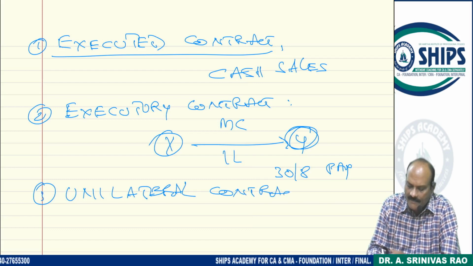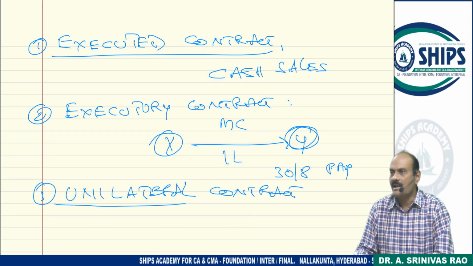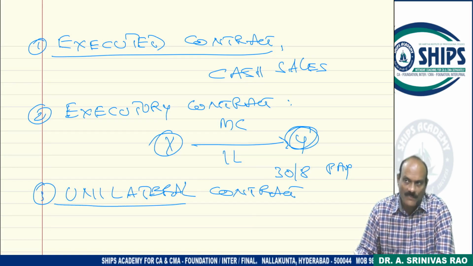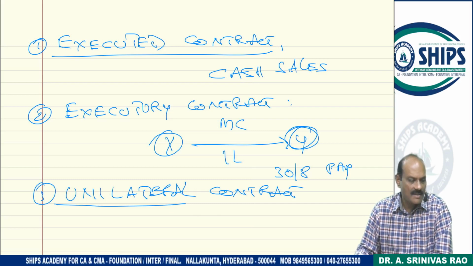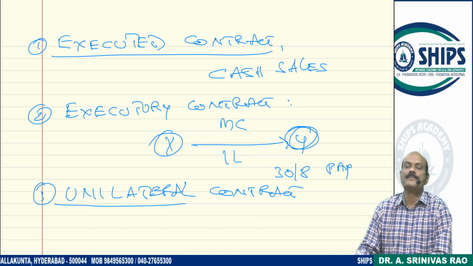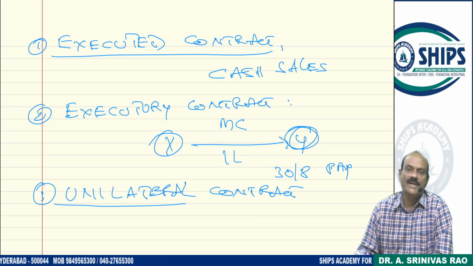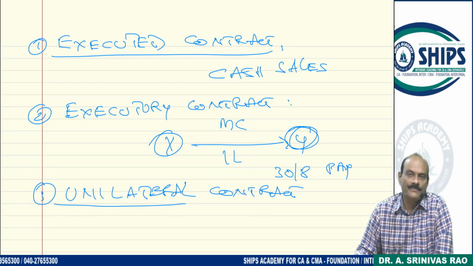Unilateral contract. What is the meaning of uni? Single. Right. In a contract, one party has performed his obligation, and the other person is yet to perform, still to perform his obligation.